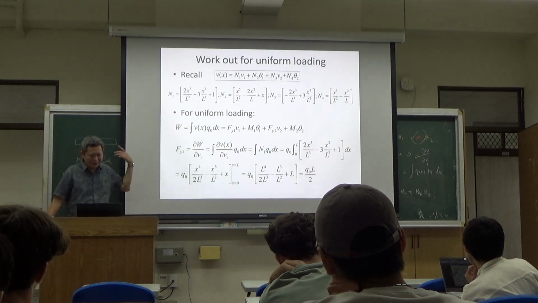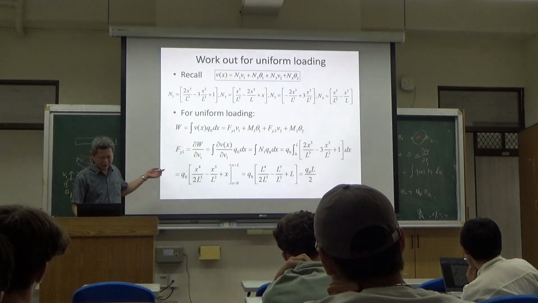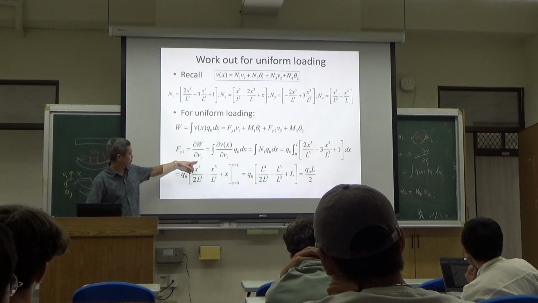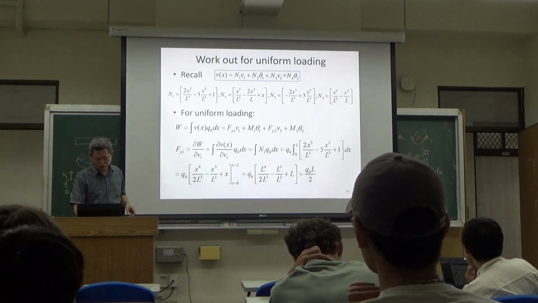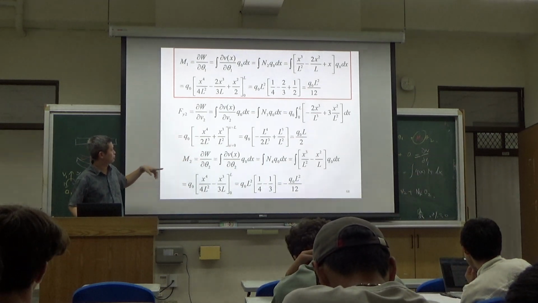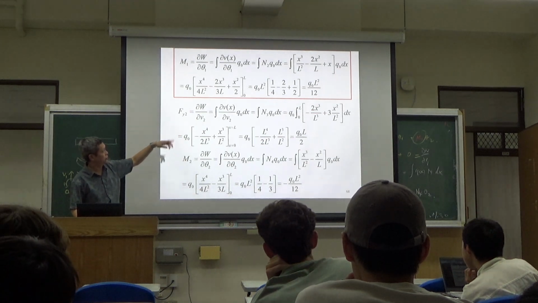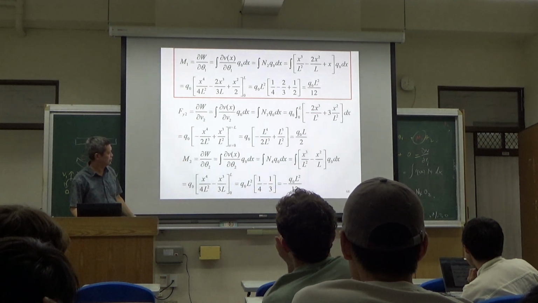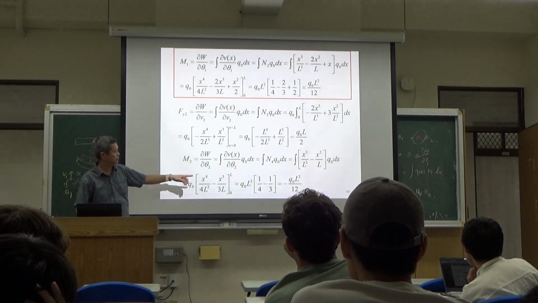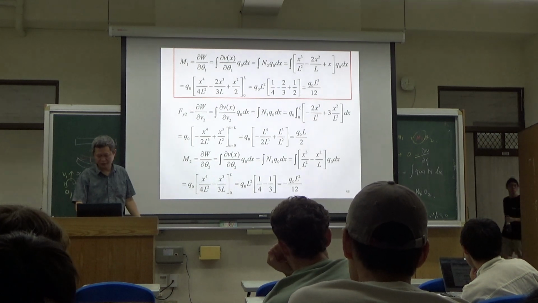So if you repeat the same, you can find Fy1 is equal to Q0 L over 2. And then Fy2 is also equal to Q0 L over 2. And the moment on the left hand side is Q0 L squared over 12. On the right hand side is Q0 L squared divided by 12 times minus 1.